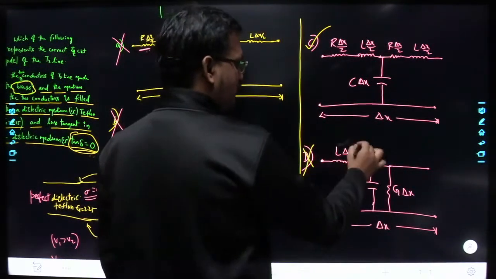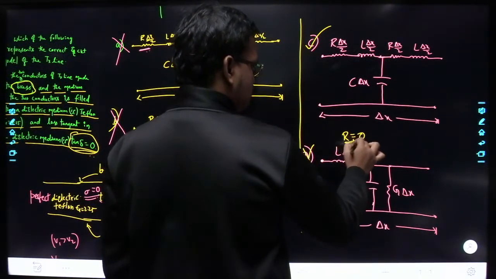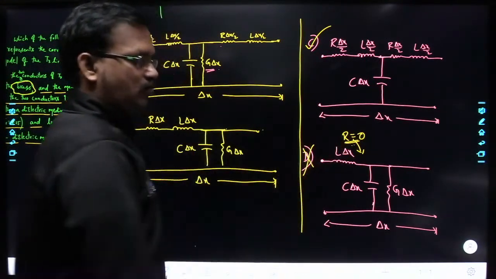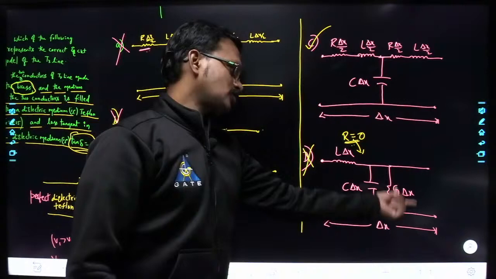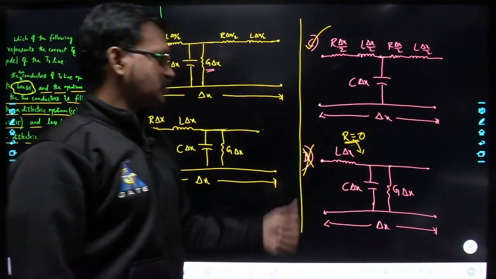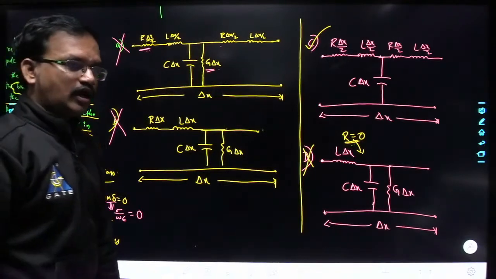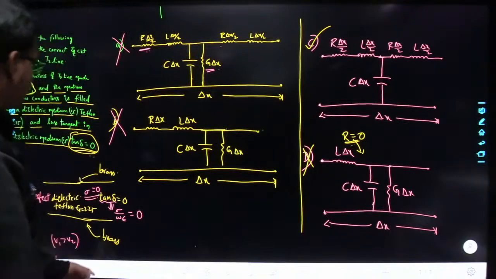Here they have not given the R value, so they have considered R equal to 0. But Z is not equal to 0, so there is a Z present between these two lines. That means this option is also wrong. So the correct option for this question is option C.